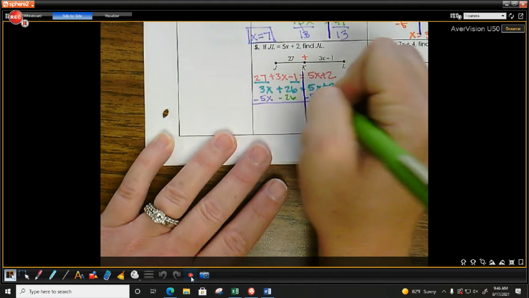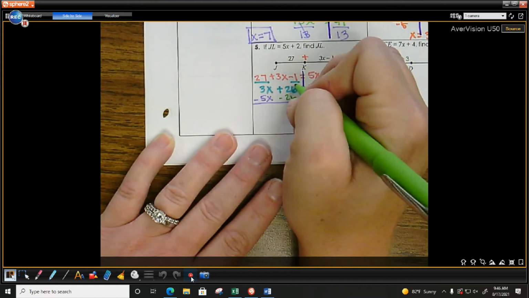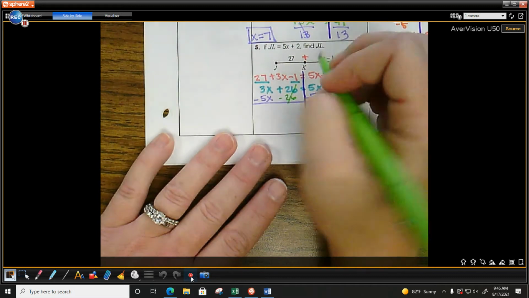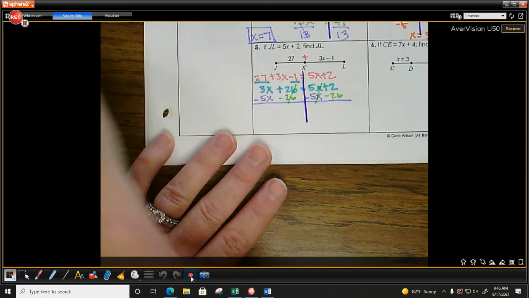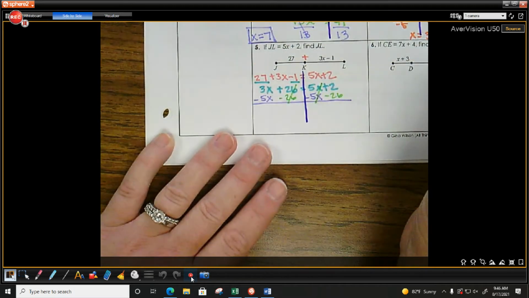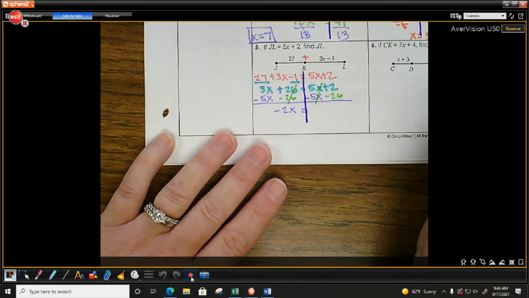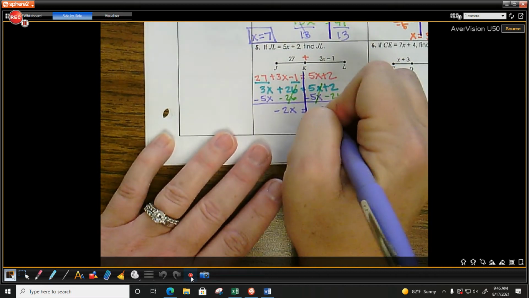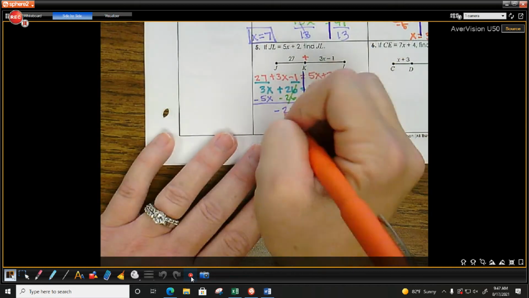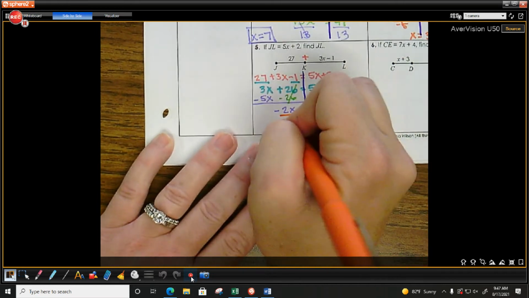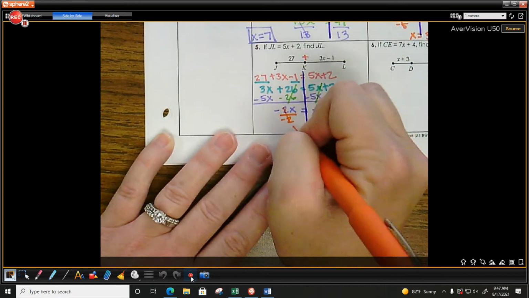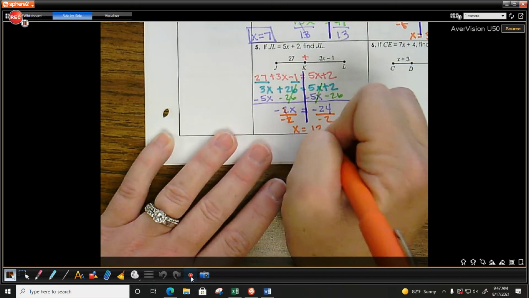Plus 26 minus 26 cancel out. 5x minus 5x cancel out. So it's 3x's minus 5x's equals? Negative 24. Okay, what do I do next? Divide by negative 2, and I get x equals? 12. Am I done? No, because it says find JL.